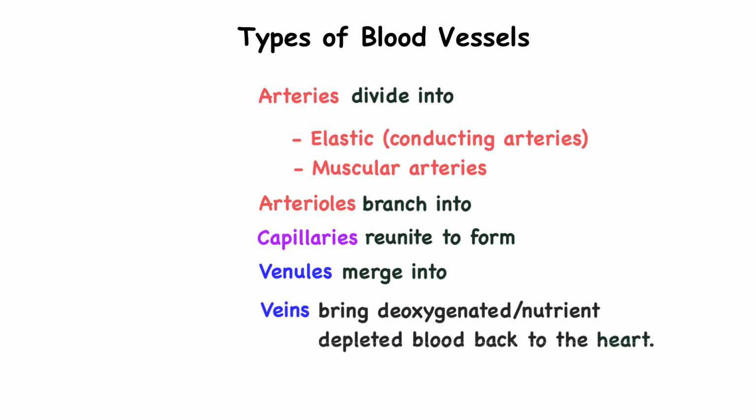So the purpose of the blood vessels is to take that oxygenated blood from the heart, disperse it throughout the body. It gets to that capillary area where the capillaries are going to drop off that oxygen and nutrient to the tissues, and then it's going to converge back into the vein side, and the veins are going to bring back that deoxygenated blood back to the heart.